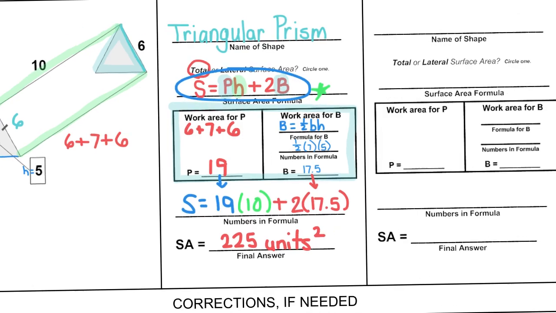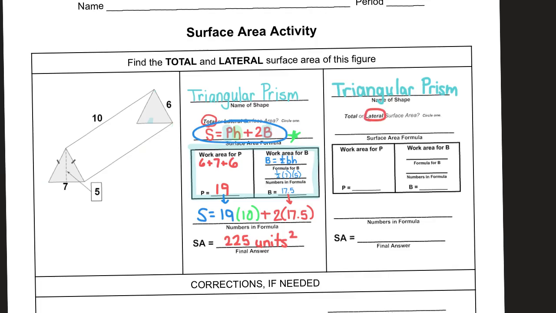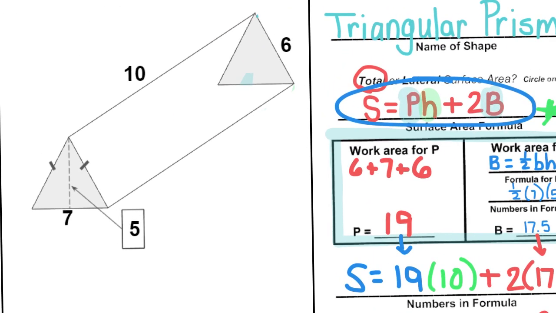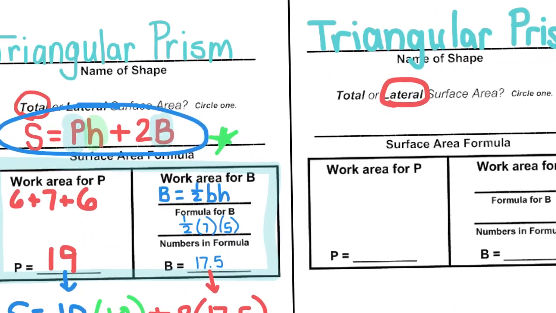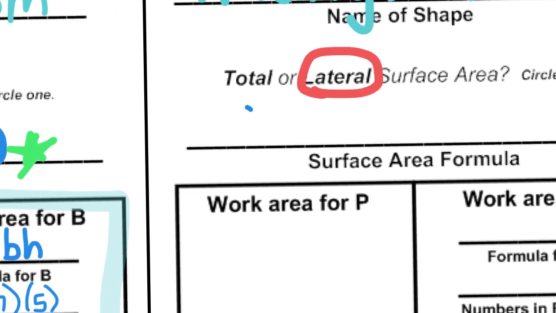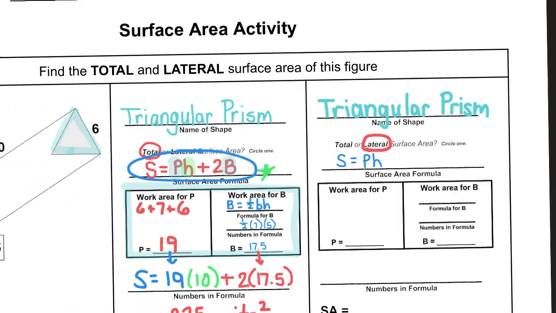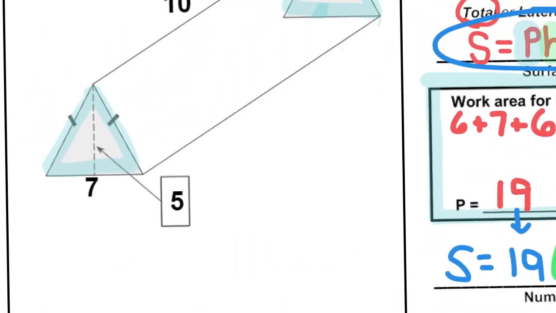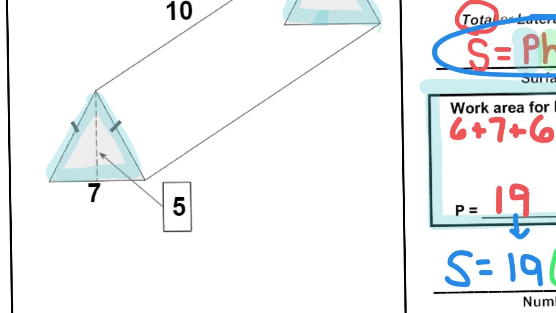Now for the lateral surface area, we see that it's still a triangular shaped prism. So the bases are triangles. Since the bases are triangles, we're going to find the perimeter of the base. But let's go back to our formula chart. We find that the surface area is equal to the perimeter times the height. So going back to our shape, the perimeter is the perimeter of the base.